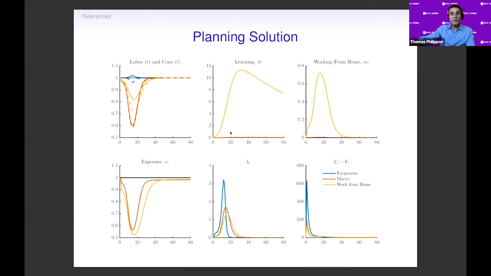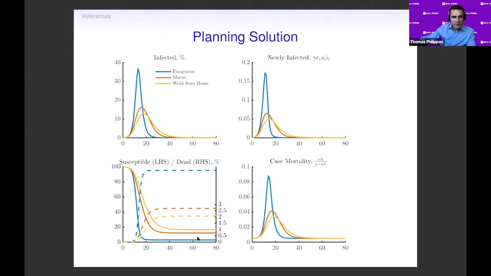The planner starts working from home very early, even though at the beginning, the peak infection is not there. So the gain in terms of slowing down infection is not that high at the beginning. But the planner starts early because he wants to be ready for when the peak infection comes and be efficient at working from home. And then in terms of outcome, the planner reduces the number of people who end up dying by another factor of 2 compared to the private sector.